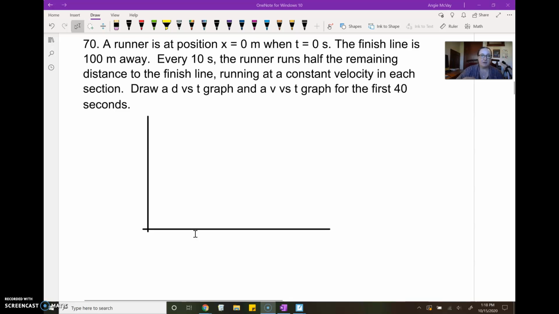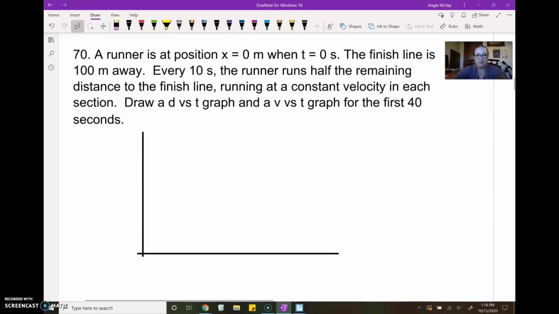All right, so the quiz on Go Formative was very similar in style to problem number 70. A runner is at position 0 at time 0. The finish line is 100 meters away, and every 10 seconds the runner runs half the remaining distance to the finish line, running at a constant velocity in each section. Draw a distance or position versus time graph and a velocity versus time graph for the first 40 seconds.